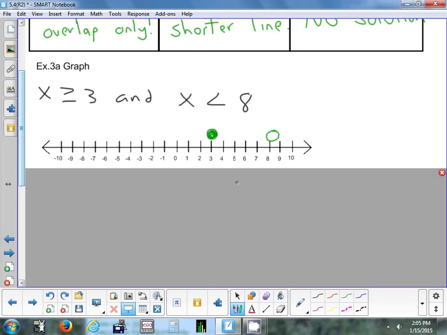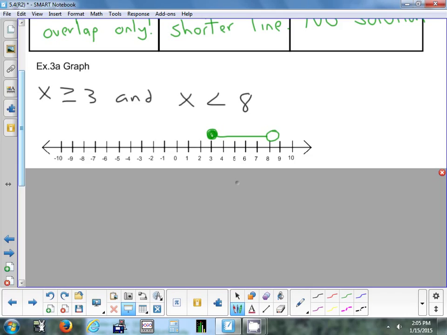This one's going to go this way, because the arrowhead is giving me my direction. This one's telling me to go that way. They're overlapping, right? We're only going to graph where they overlap. Just the area where they overlap, because that would go this way, this would go this way. I only want to graph where they overlap.